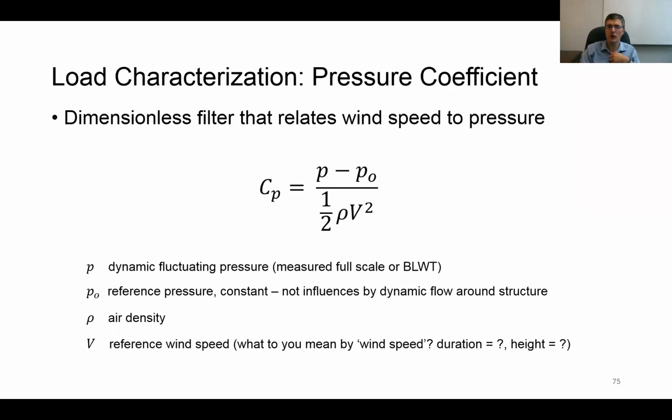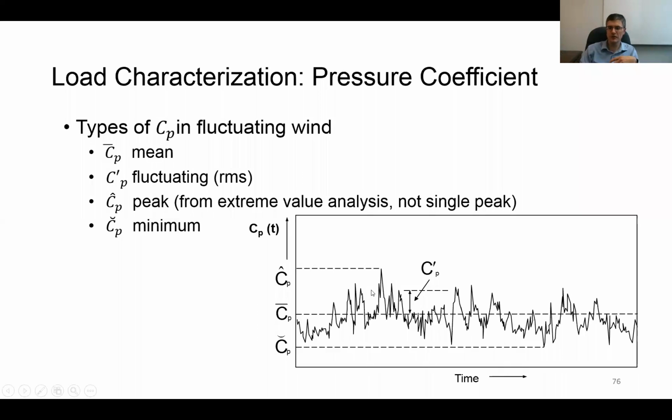So in the vein of what I've just said, if we have a wind tunnel pressure tap that is measuring the fluctuating pressure on a given spot, we could get a time history of that. We put that time history through this equation, we would then have a time history of this fluctuating pressure coefficient. Maybe it looks something like this.